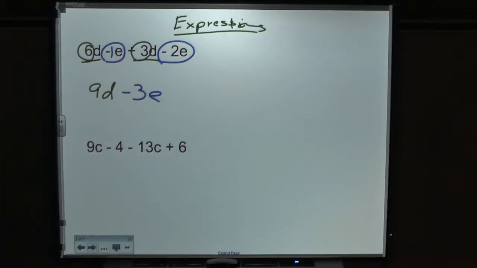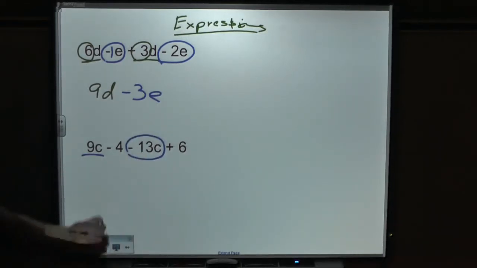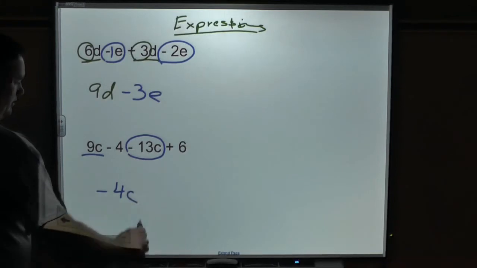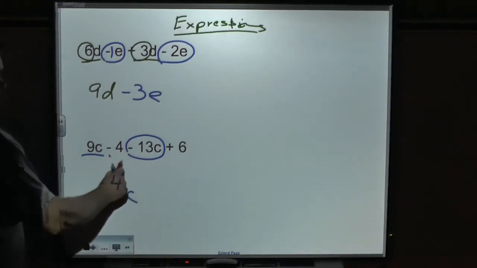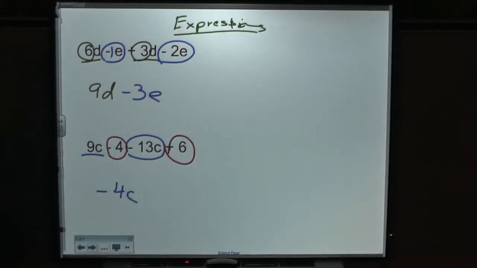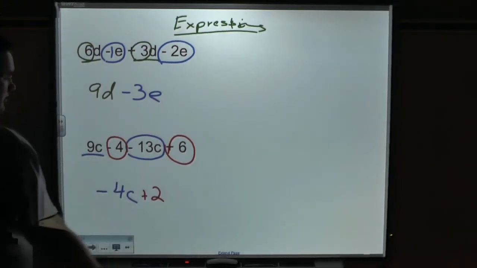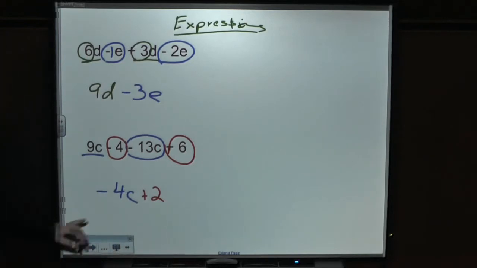Here, same idea. 9c, well, that goes with the -13c. Combine those to -4c. The -4 and the positive 6 are the like terms there. Combine those to get 2. The simplified expression is negative 4c plus 2. Alright.